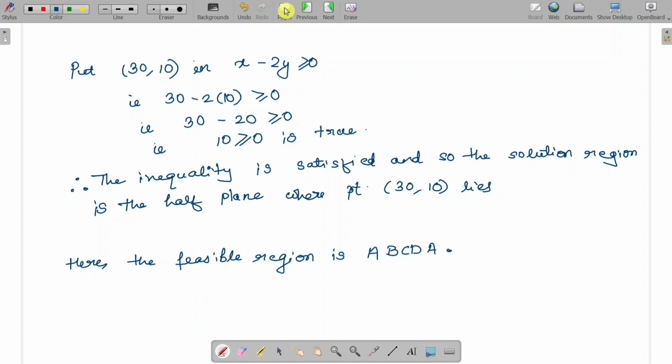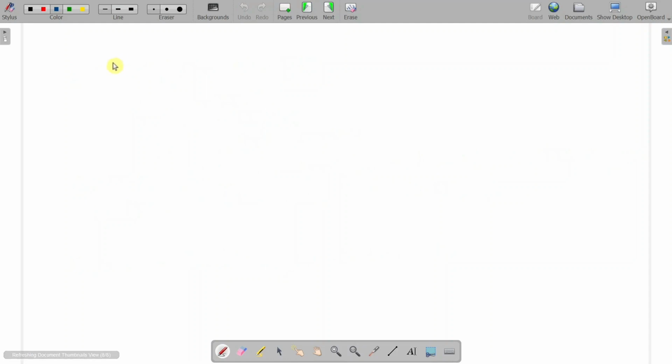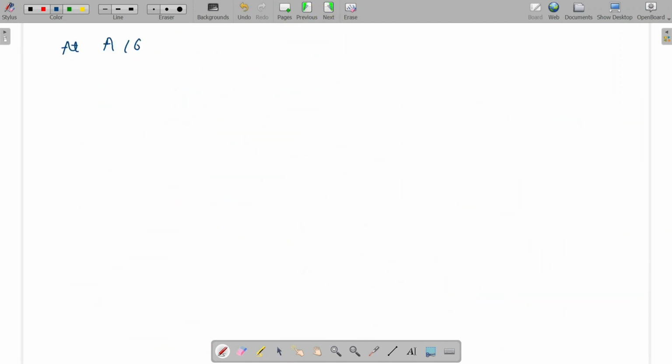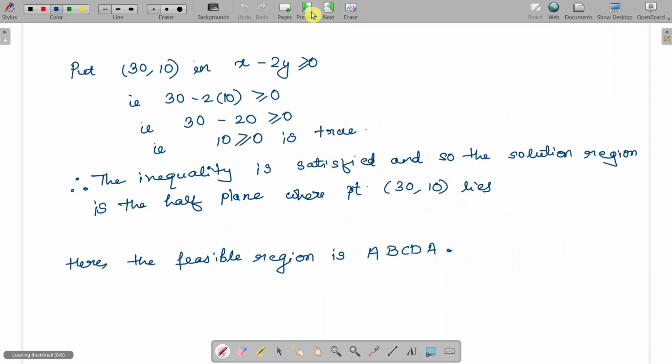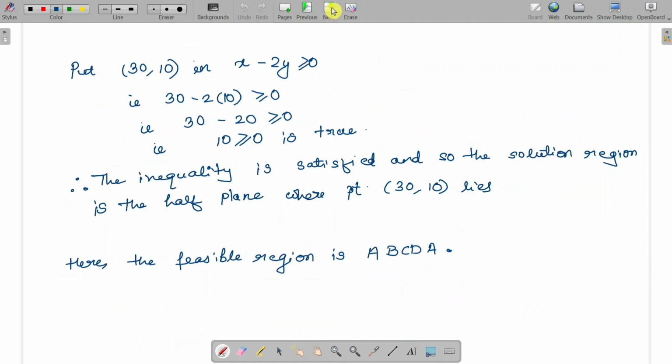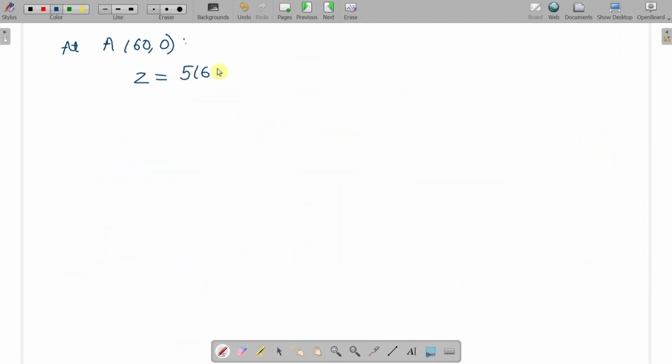So let us find the value of the objective function at the first point A. So at A, what is the point A? It is 60, 0. Okay, so at A 60, 0, what is the objective function? So Z is this 5x plus 10y, so we will get 5 times 60 plus 10 times 0, right? So which is nothing but 300.